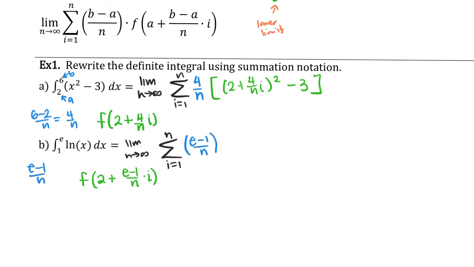i. Okay, now the question is, what is the function? The function is whatever this is. So this is the ln of x. So I want to do the ln of this, and that's going to be the height of each of my rectangles. So this is times the ln of that.